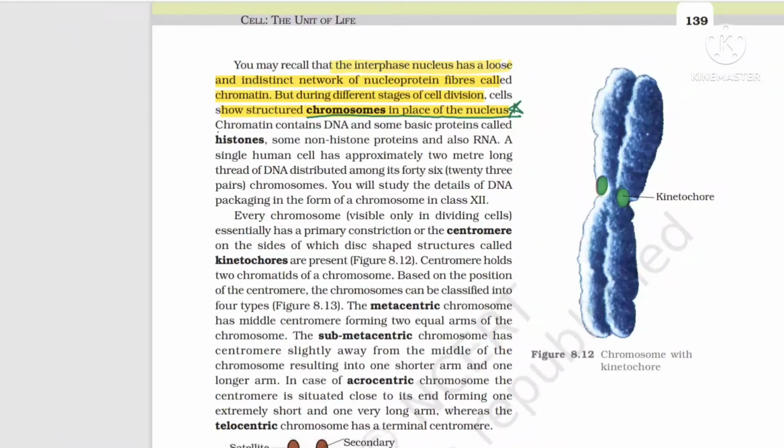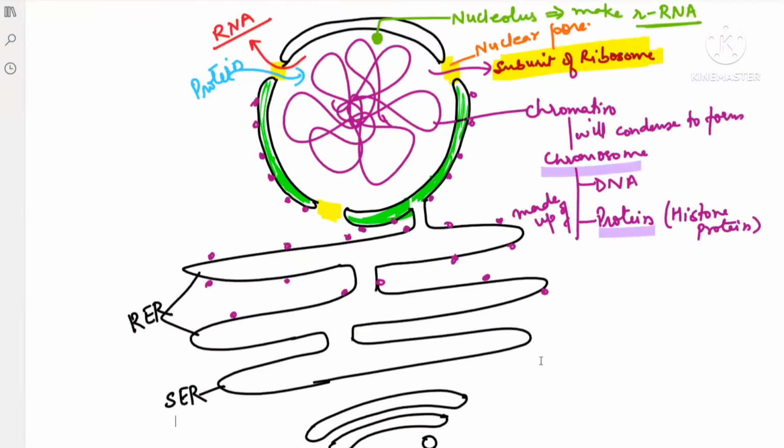I told you what chromatin is made up of. Chromatin condenses to become chromosomes, which are made up of what? DNA and basic protein, histone protein. Some non-histone protein also, and also RNA. Is it clear? Now let me explain the diagram. One minute.